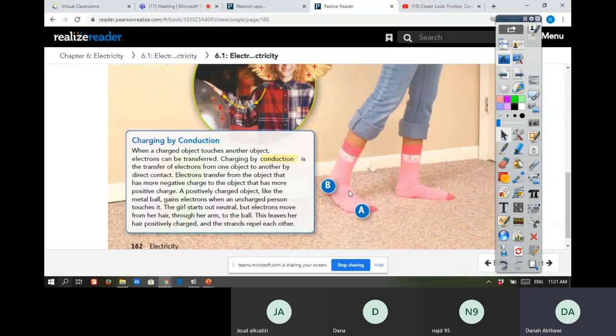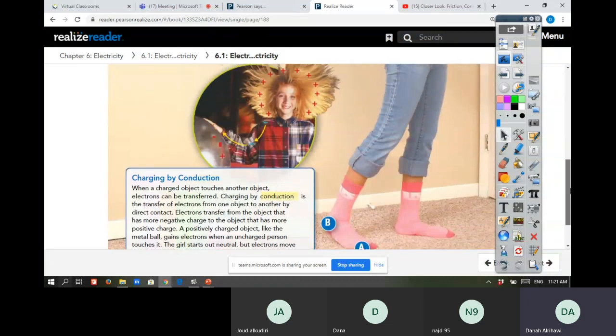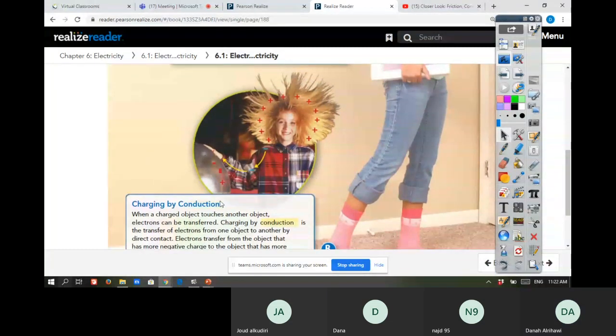What about the second way? The second way is by conduction. Conduction is by direct contact. How come? It's not rubbing. Look at this. There is a positive ball. It already has a charge. All of them must be positive. So this is a positive ball.